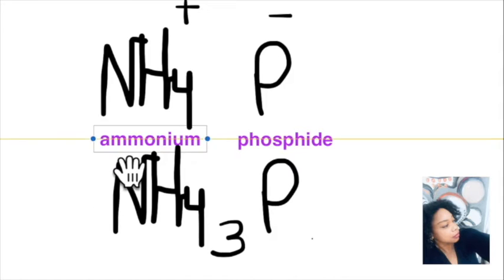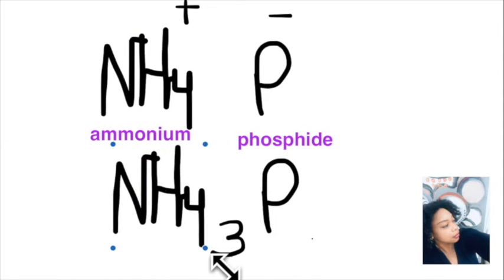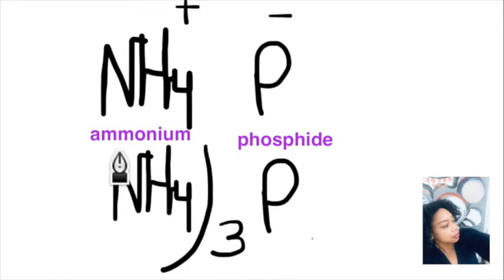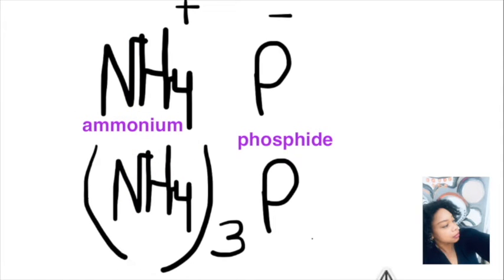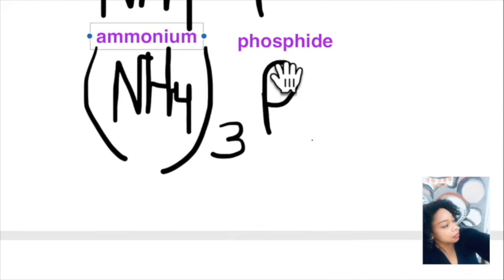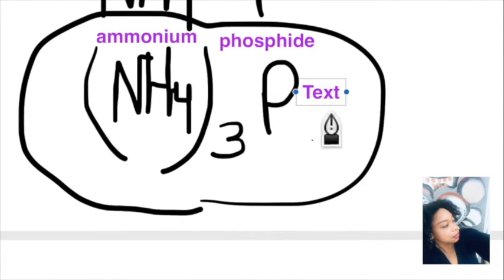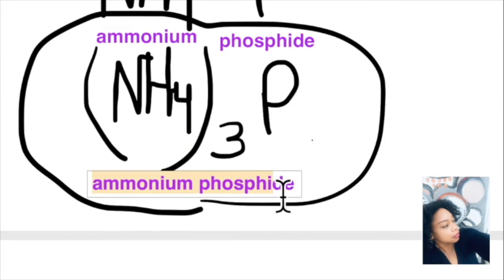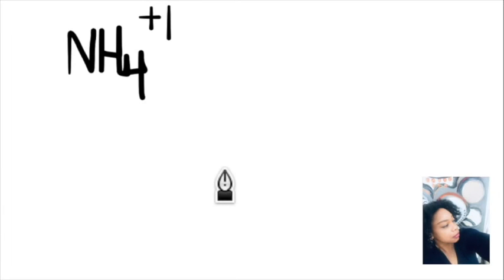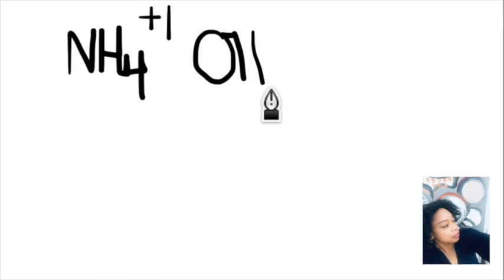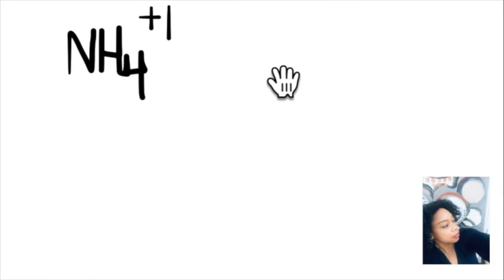We never show it. Okay, ammonium phosphide. The ammonium goes in parentheses because there's 3 of them. Ammonium, it's a polyatomic. NH4 is always going to be NH4. And then we have OH minus, which is hydroxide.